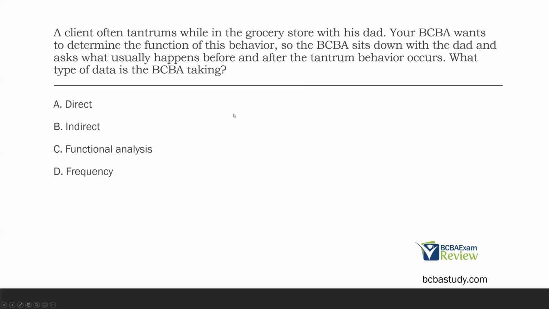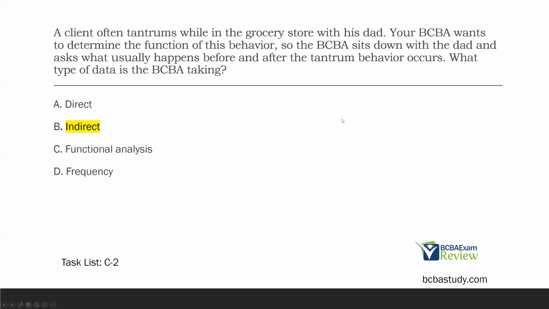So A, direct. We just eliminated direct, right? Because we're interviewing the dad. We're not looking at the tantrums. B, indirect. That was one of our predictions. Absolutely indirect data. This is an interview. So B looks like our answer. Is there a better answer? Is there still ABC available? What about functional analysis? Are we manipulating antecedents and consequences? No, we're just interviewing dad. Functional analysis is also direct. And then frequency. Are we counting anything? Are we looking at how many? No. Our answer is simply B.